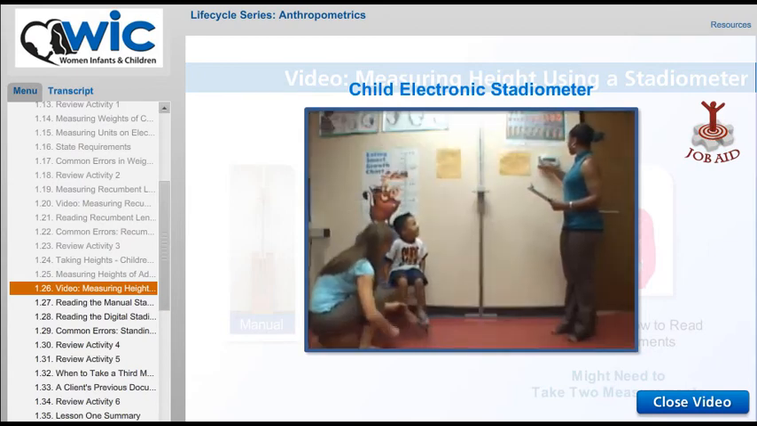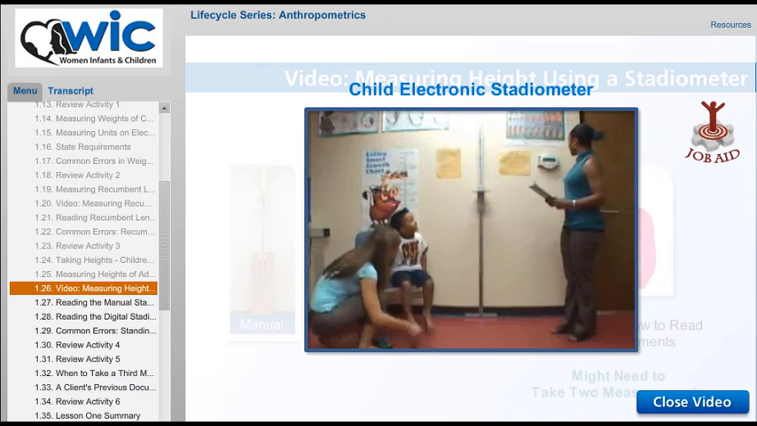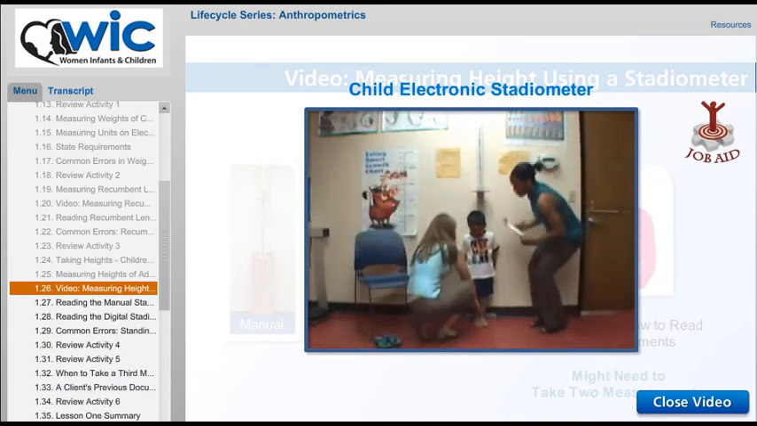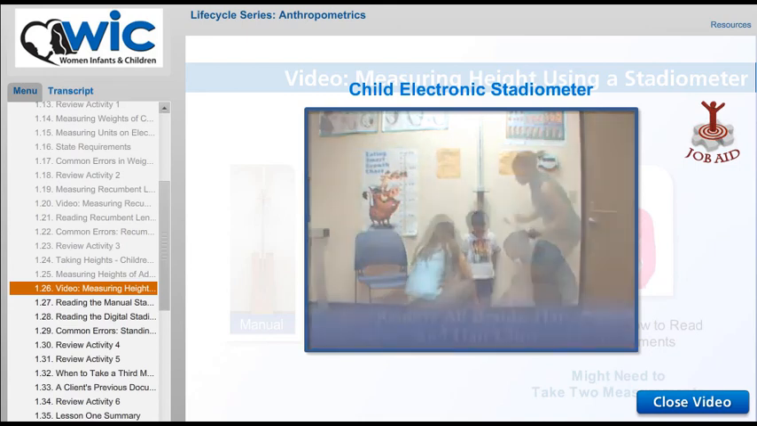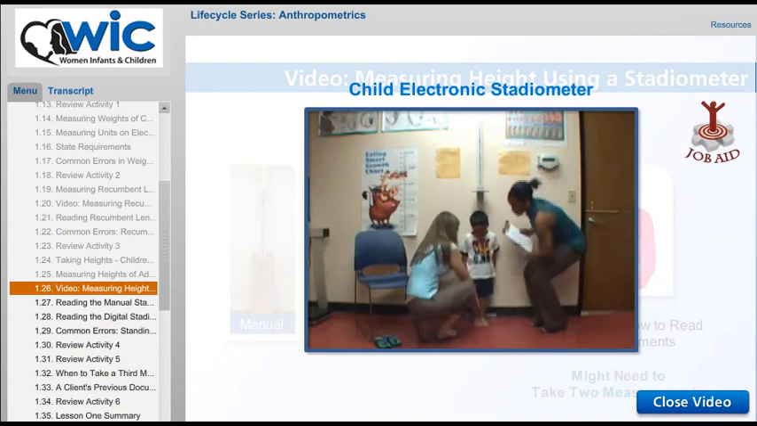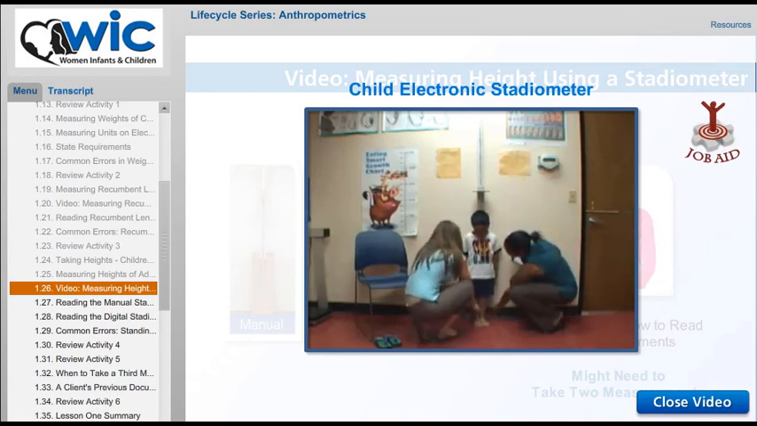Before measuring, have the caregiver remove shoes and any heavy clothing the child might be wearing. Since the headboard needs to rest flat against the child's head, make sure anything like hair clips or hats are removed. Some hairstyles, like braids, can also prevent the headboard from resting flat and can cause an inaccurate measurement. Under these circumstances, have the caregiver do her best to flatten the child's hair. If the caregiver is unable to do so, record it in the chart.